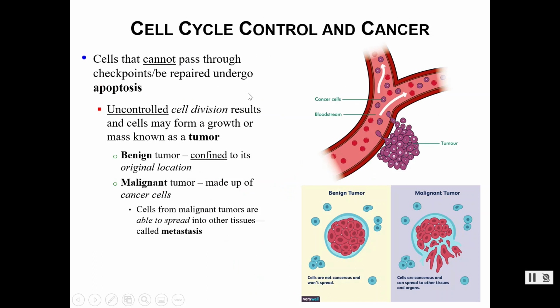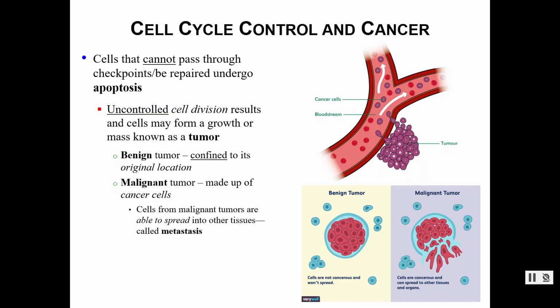All right, so I told you to keep this in the back of your mind. Cells that cannot pass through checkpoints for whatever reason, if we cannot fix them, if we cannot get them past that checkpoint, go through a process called apoptosis. Apoptosis is just kind of a fun word to say. Apoptosis is programmed cell death, which sounds very ominous, and it kind of is.